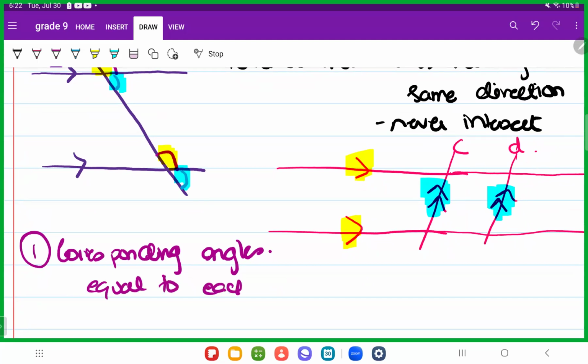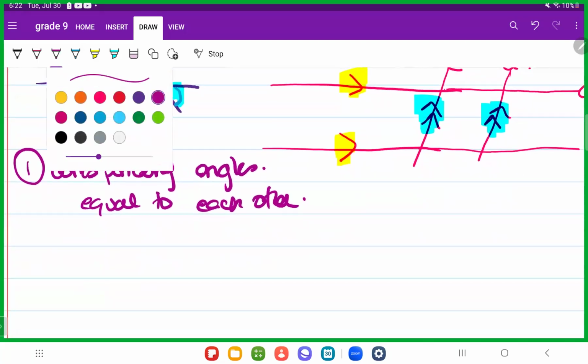Miss, we learned this. We learned corresponding, alternate, vertically opposite. Now we'll be doing questions on this, so you'll be able to do it.